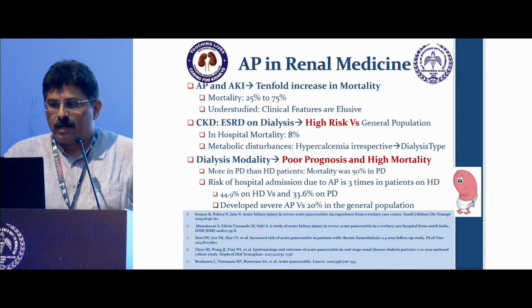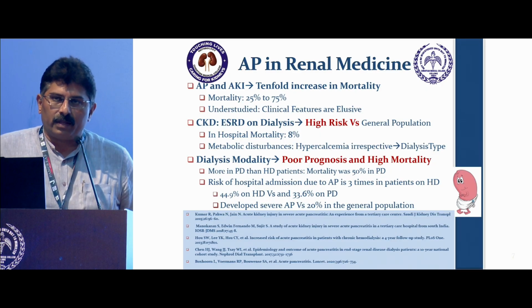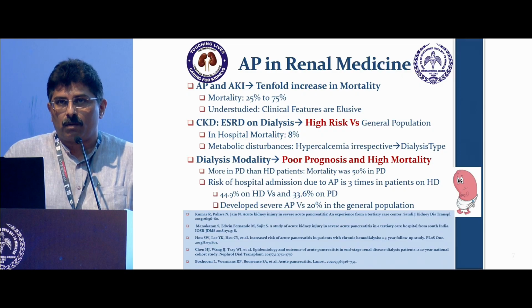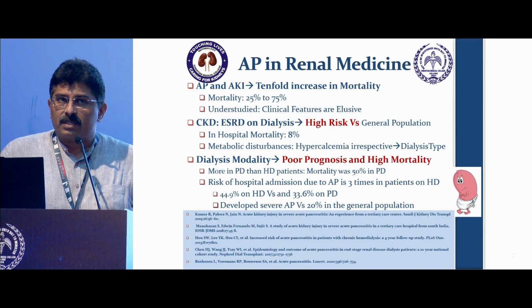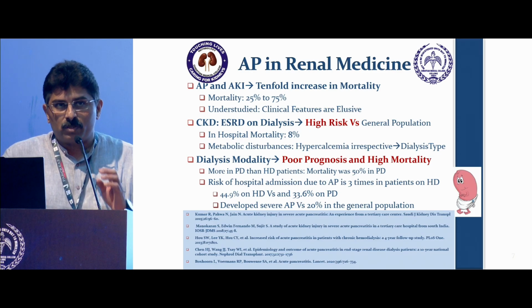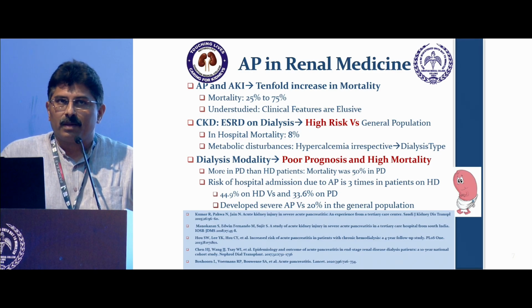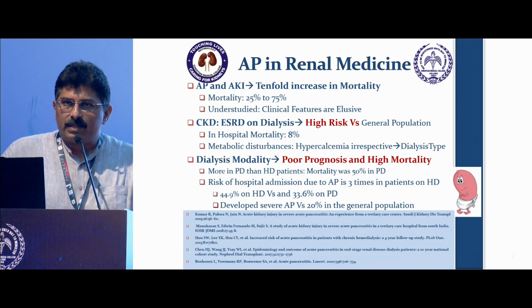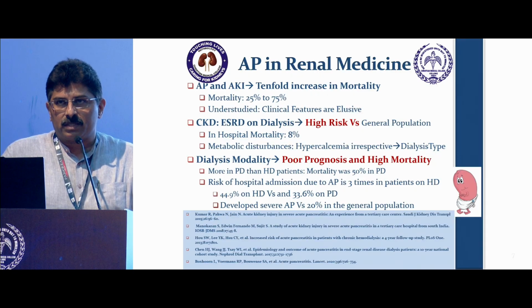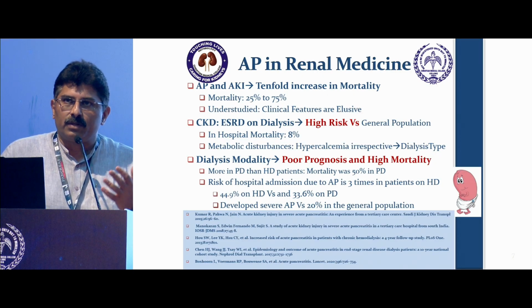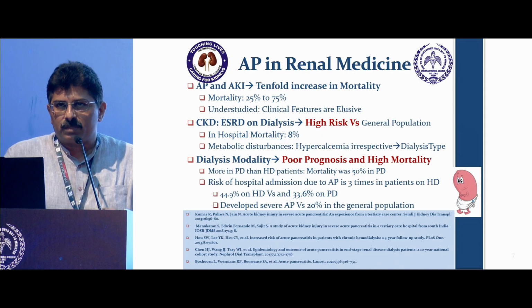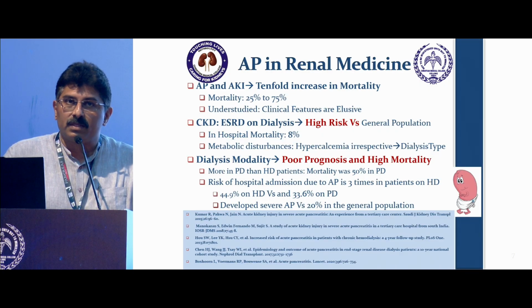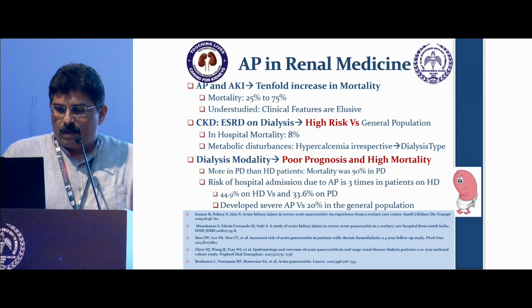It's understudied. Clinical features are quite elusive when they present, especially in those who are on chronic dialysis, who are at high risk when compared to the general population. The in-hospital mortality is about 8%. What we do see in the chronic dialysis patient is usually a metabolic disturbance. The other common factors that cause acute pancreatitis we also see in our dialysis patients, but one of the most common metabolic disturbances we see is hypercalcemia.